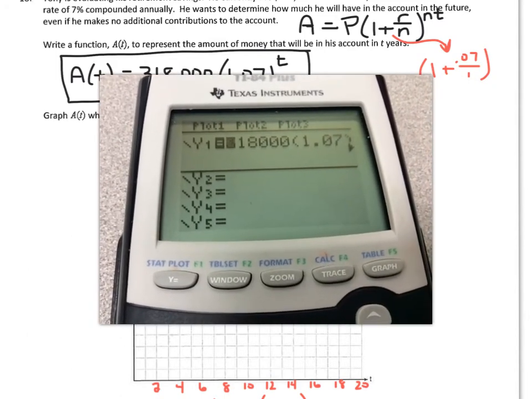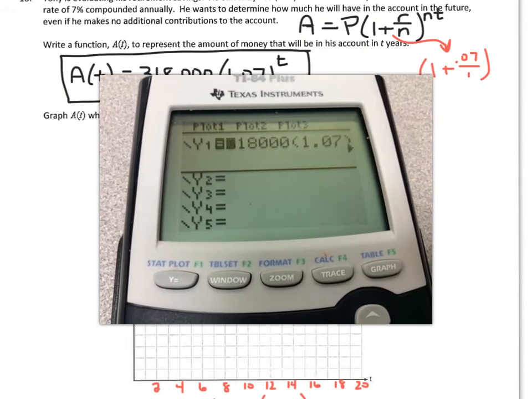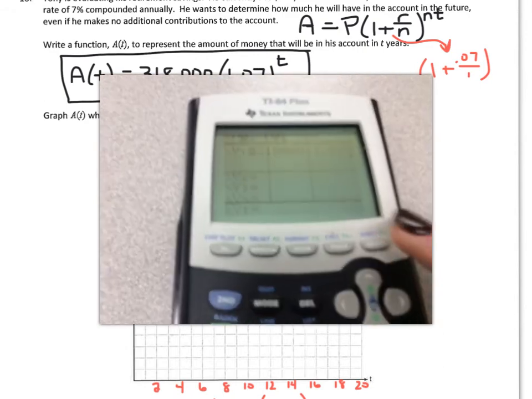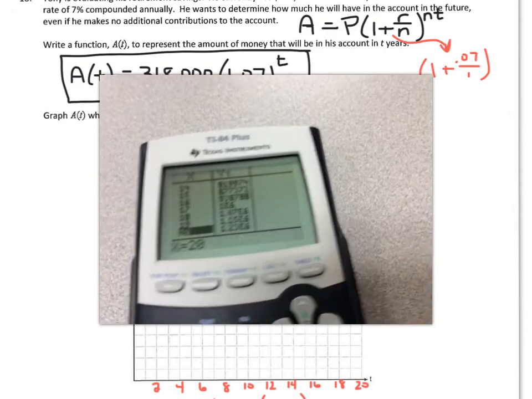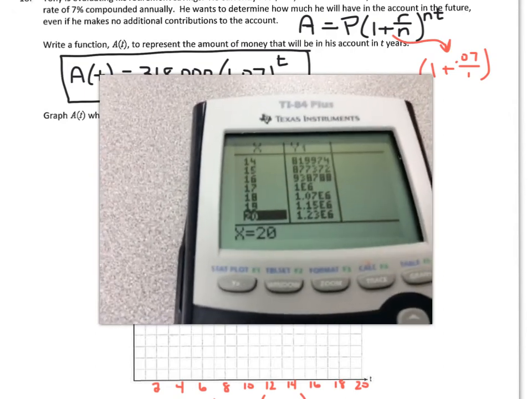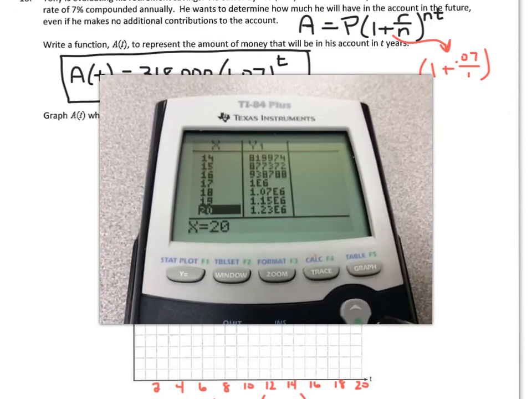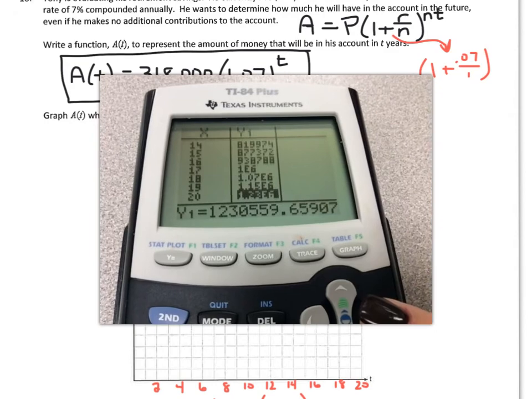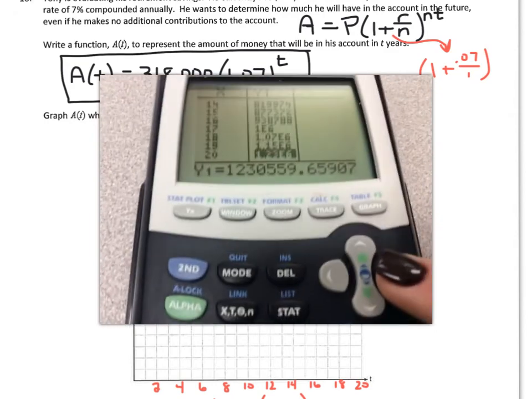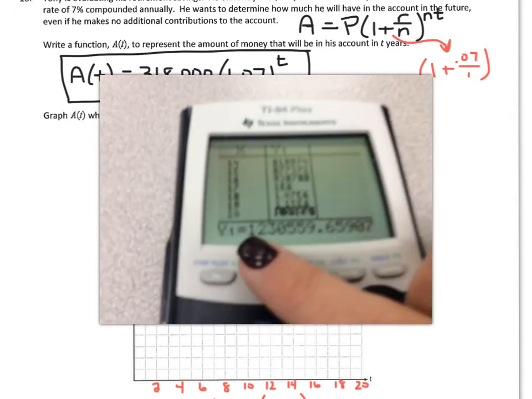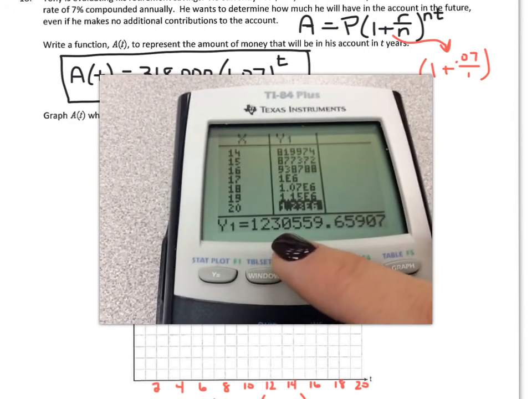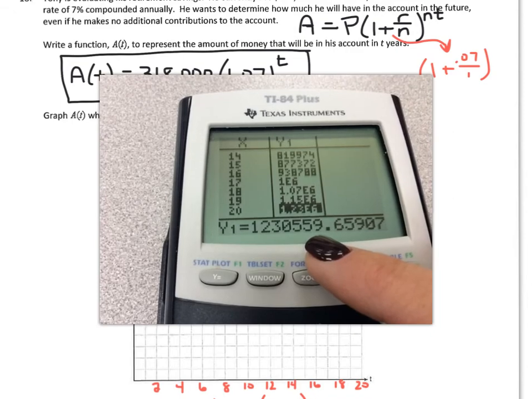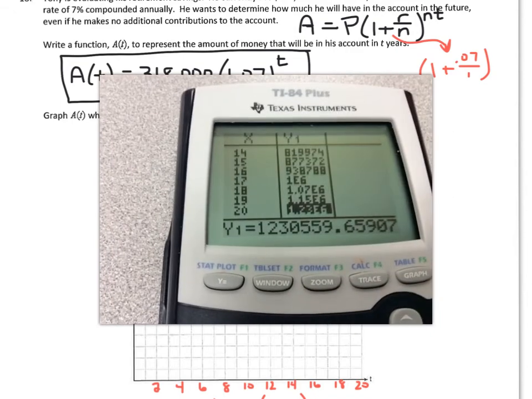Okay, so here's what I mean. I went to y equals and I plugged this function into my calculator. And if you go to second graph and scroll all the way down until the x value, or in this case really the t value, is 20, this might look a little funky how it's written here, but if you just use your cursor and scroll over, you'll see that y value, or the A of t value, is actually 1,230,560. Okay? So this is going to get pretty high.